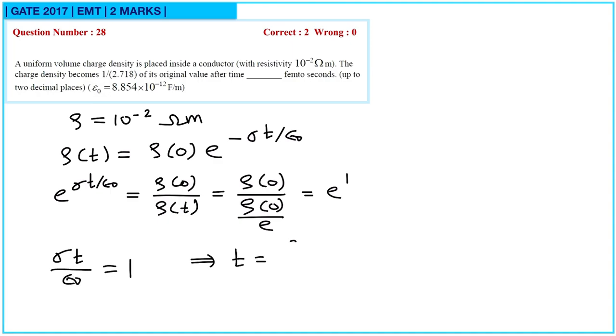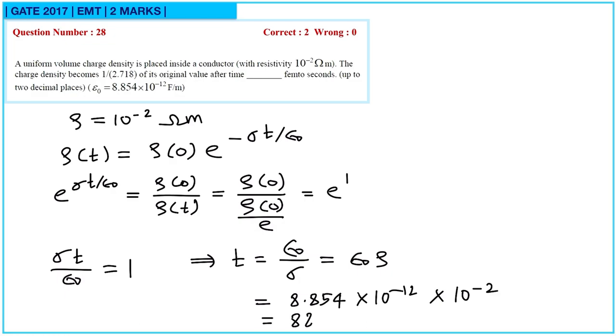So from here t is equal to epsilon naught upon sigma, and epsilon naught is 8.85 into 10 to the power minus 12, and sigma is conductivity, and resistivity is given to us, so this will be into rho. So this will be equal to 8.854 into 10 to the power minus 12 into 10 to the power minus 2. So that is 88.54 into 10 to the power minus 15 seconds, and that is femtoseconds. So the answer is 88.54, and the answer given in the answer key is 87.50 to 89.50.